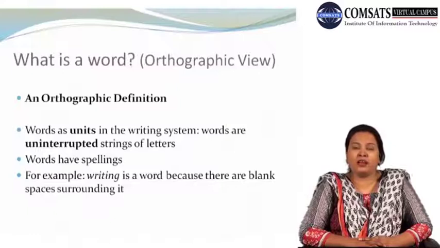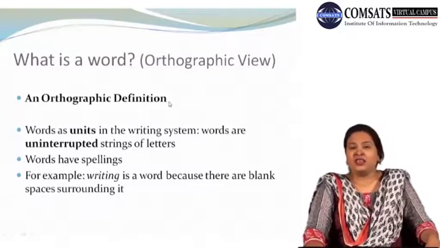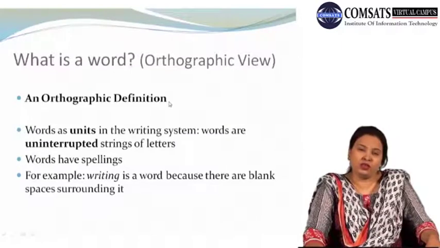Wherever you use this word writing, you will leave space on both sides of it. I am writing. You will not write all together, but you will write in the form I space am space writing. He is writing a letter. He space is space writing space a space letter. So everywhere around the words there are spaces, and that is the way we identify the words in orthographical representation of language. But there are certain complications with this definition. What are these?